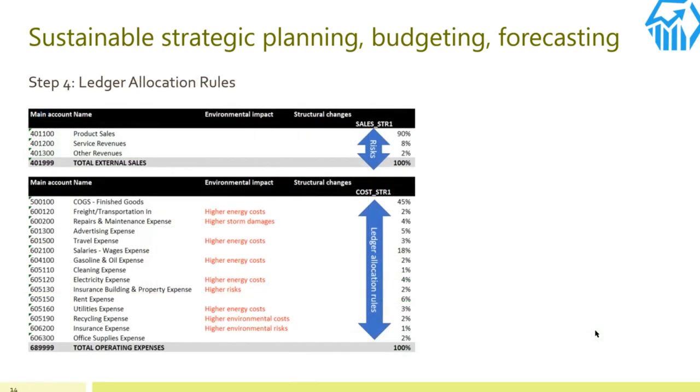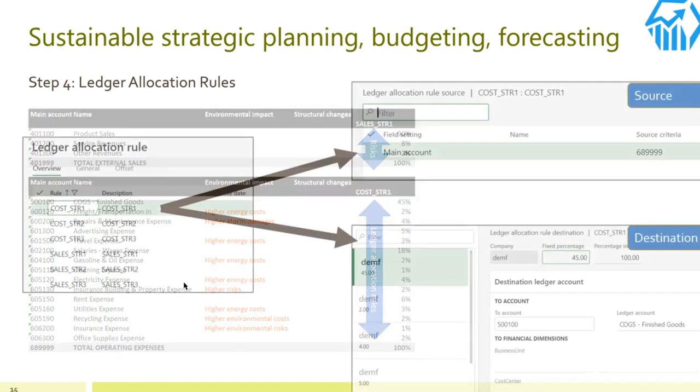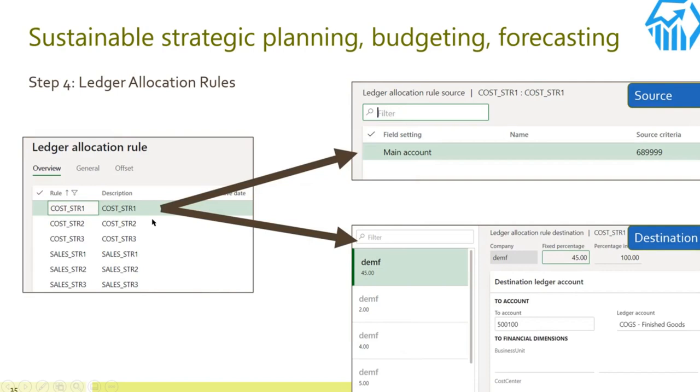The next thing was then, okay, I said I have different weights and different estimates. What is the importance, for example, of our insurance expense? What is the importance of our electricity expense in relationship to our total costs? And based on that, I set up different ledger allocation rules. And here's an example how they look. So here on the left-hand side, you can see that I have 3 different ledger allocation rules for the costs. So cost structure 1, 2, and 3. And I did something else for the sales.